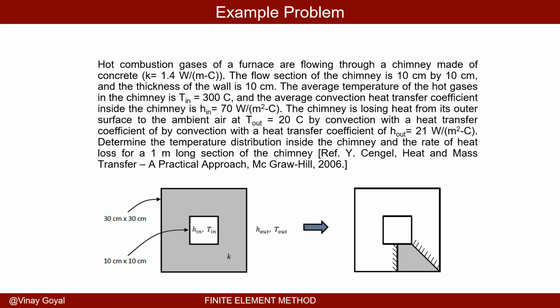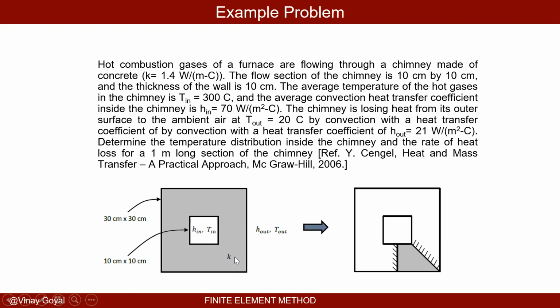The chimney is losing heat from its outside surface. So out here is 20 degrees C and is losing heat by convection, with a heat transfer coefficient by convection, and we're given this heat transfer coefficient amount of this much, and it's windy outside. We want to determine the temperature distribution inside the chimney and the rate of heat loss for a 1 meter long section of the chimney. This came from this book, but I think it's a great example on how to study this.